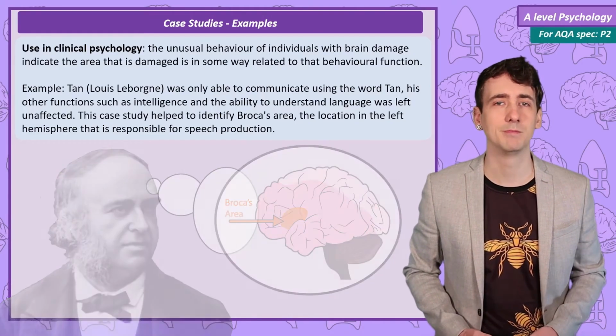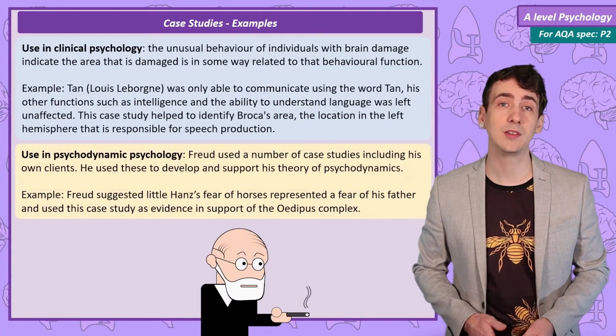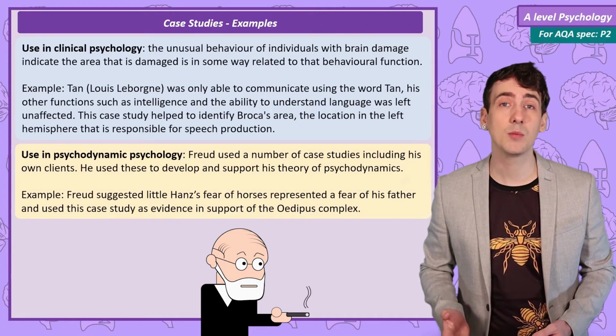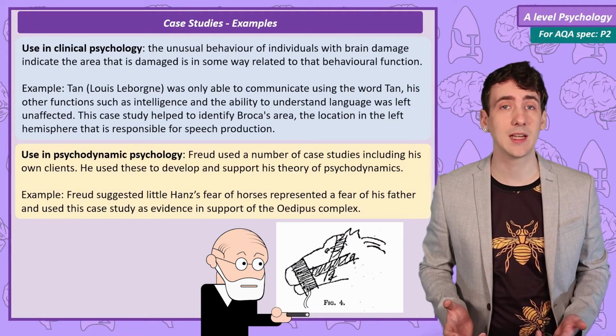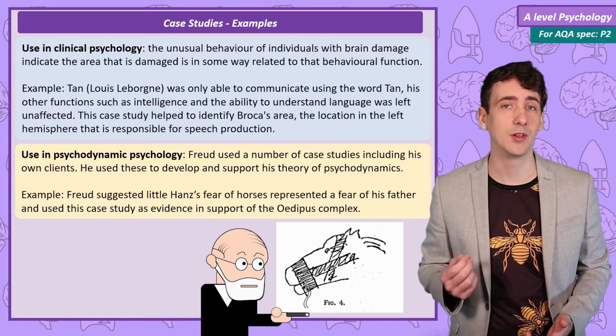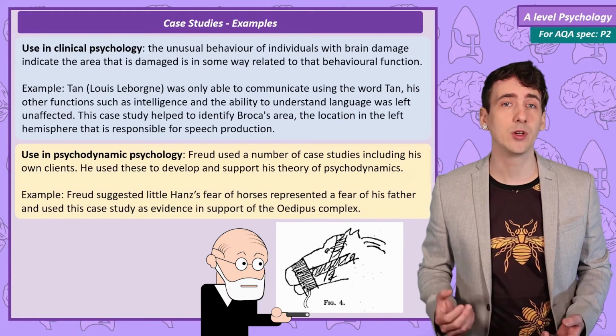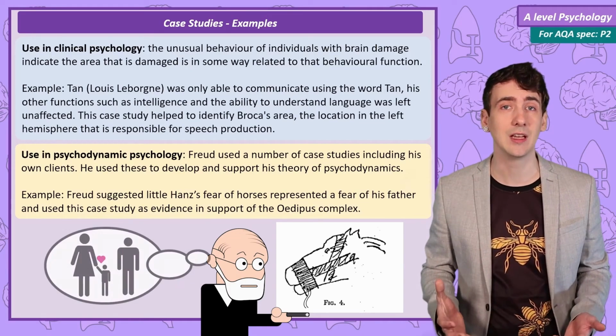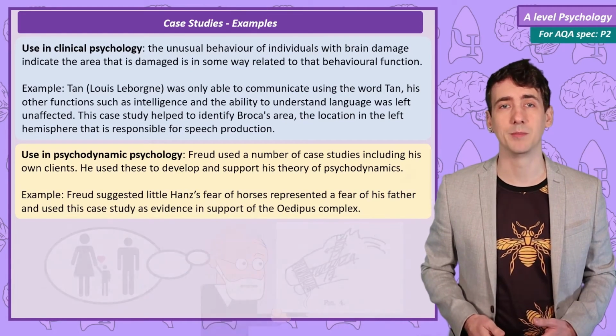Freud used a number of case studies to develop psychodynamics, and the most famous was Little Hans. This young boy had a phobia of horses that Freud identified as being symbolic of his fear of his father. And Freud conducted this case study by sending a series of letters to his father and used this case study to support his theory of childhood development.